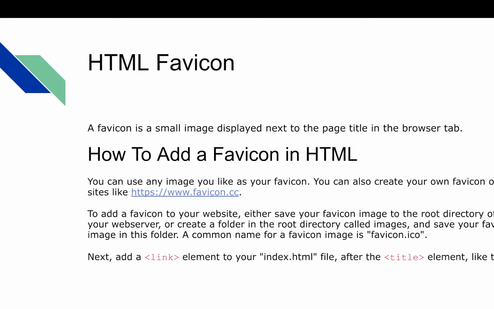The next one: HTML favicon. A favicon is a small image displayed next to the page title in the browser tab. If you look at it, every website has a browser tab at the top, and every website has an icon displayed. We call it a favicon. You can use any image you like as your favicon. You can also create your own favicon on this website.